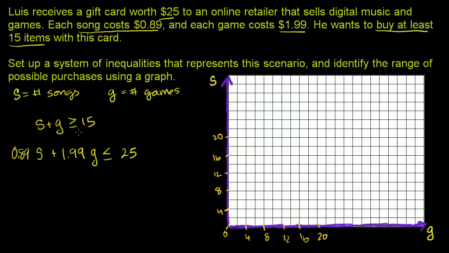So let's see if we can graph these two constraints. Well, this first constraint, S plus G is greater than or equal to 15. The easiest way to graph this is to think about the intercepts. If G is 0, what is S? Well, S plus 0 has to be greater than or equal to 15. So if G is 0, S is greater than or equal to 15. So G is 0, S is 15, and this is 12, 14, 15 is right over there.